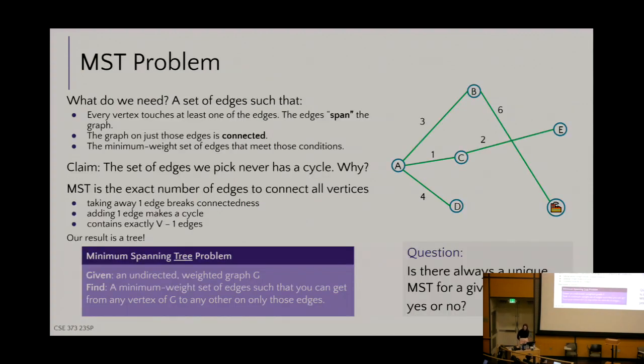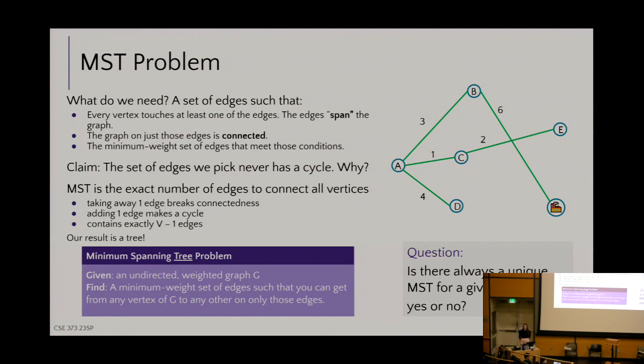So, enter the MST problem. What do we need? We need a set of edges such that every vertex touches at least one of the edges. This is described as a span of the graph. So what is the minimum summation? What is the minimum total edge weight that would still maintain total connectivity across each vertex?